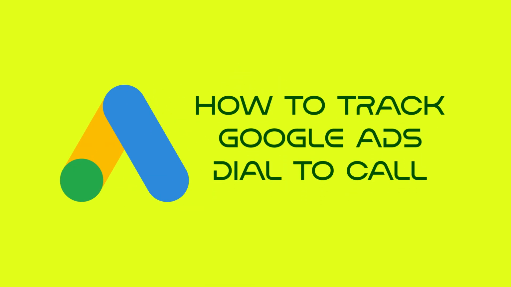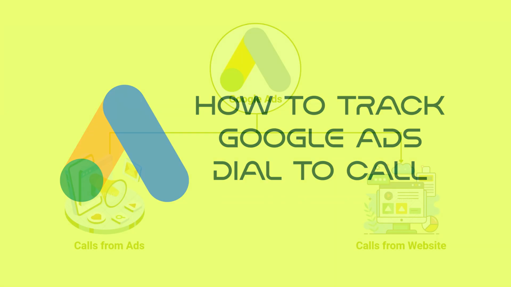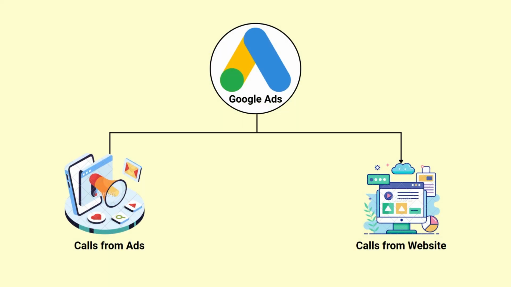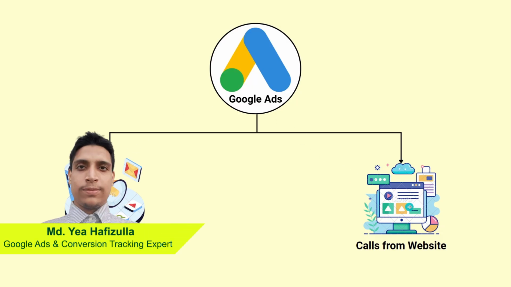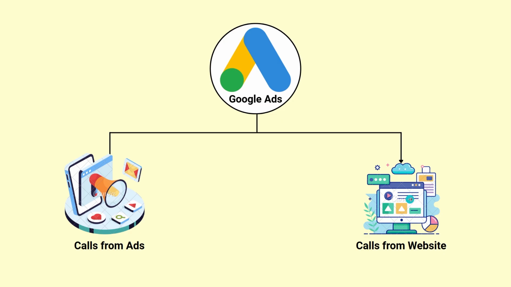Hello everyone. In this video tutorial, we're going to learn how to track phone calls to Google Ads. There are two kinds of phone calls we can track to Google Ads. The first one is calls from ads, and the second one is calls from website. Today we're going to see the calls from website conversion tracking.